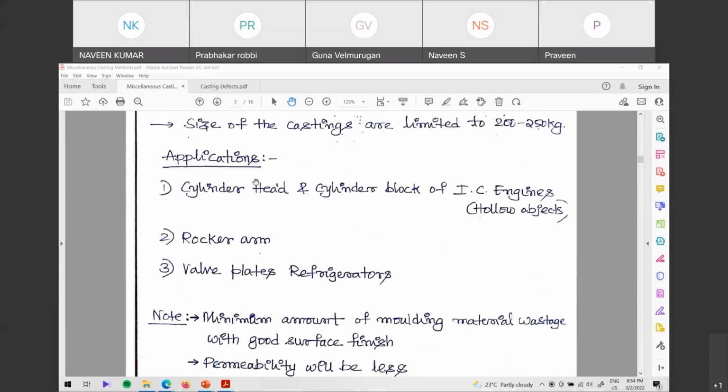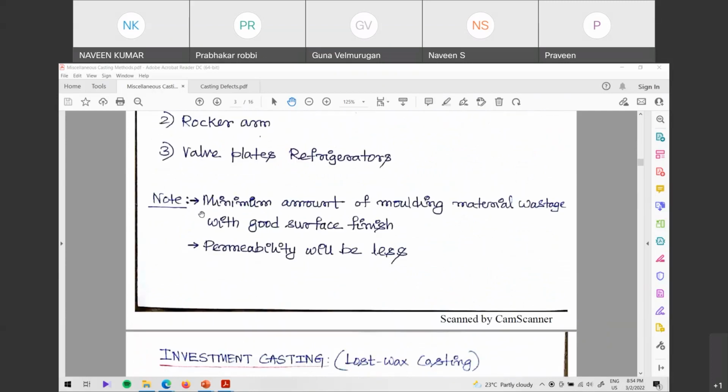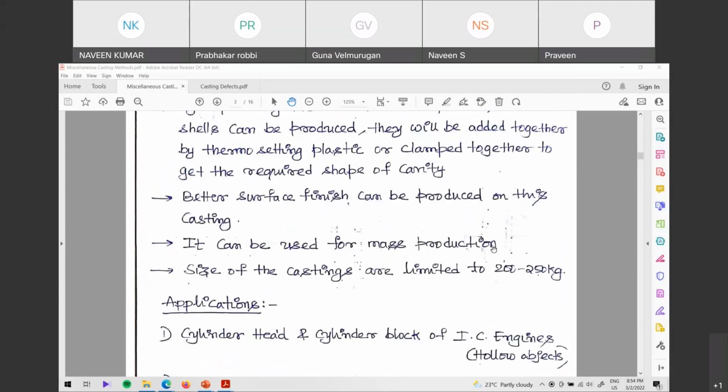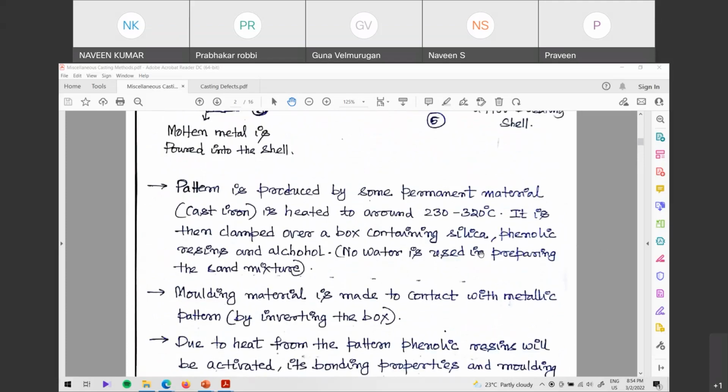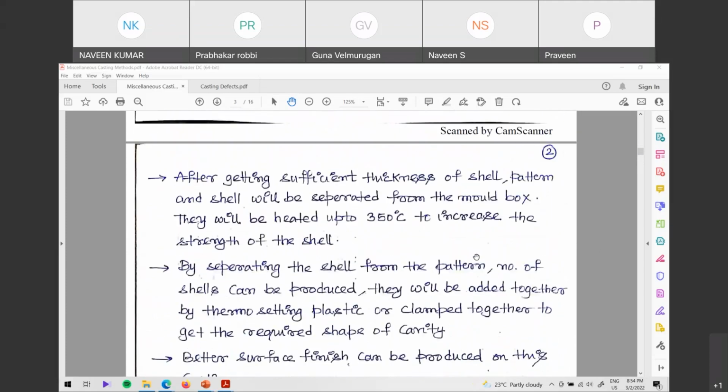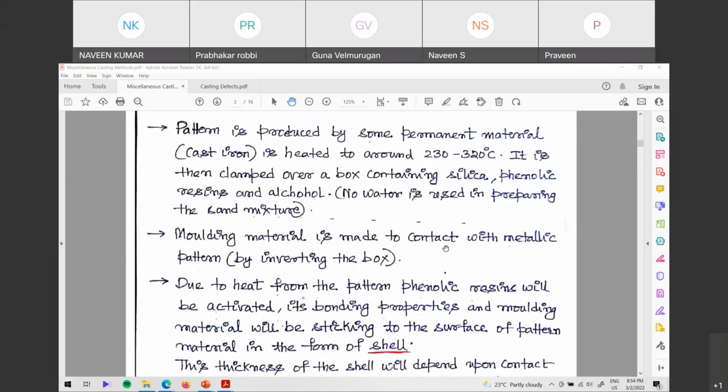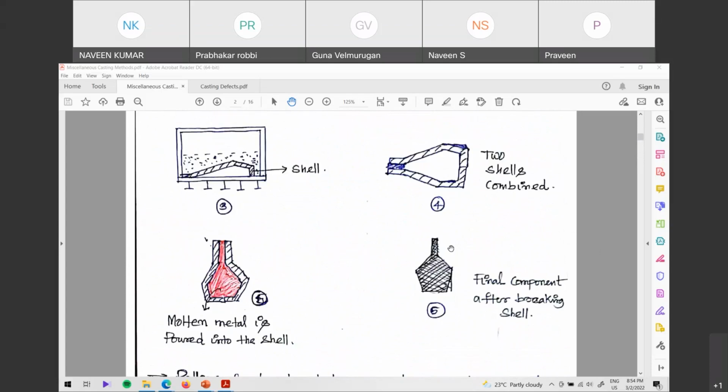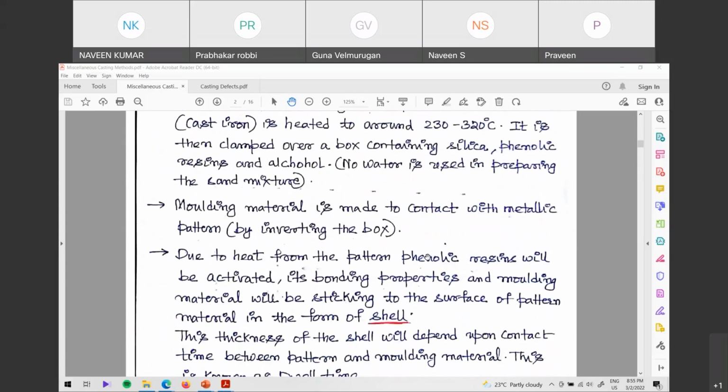And application wise, we are using shell molding for the case of cylinder heads, cylinder blocks and IC engines, rocker arms, valve plates in refrigerators. All these things are the applications of shell molding. And what is the usage of this? Because of this, there is minimum amount of molding material wastage with good surface finish. Obviously in sand casting, we are wasting so much material in terms of gating elements, right? We have seen that casting yield is the volume of the casting divided by the volume of the casting plus gating elements, the total volume that you're pouring. But here you are pouring whatever is required. You're not pouring much more. Of course, if some extra material is there, but not much. Okay, there's no wastage.